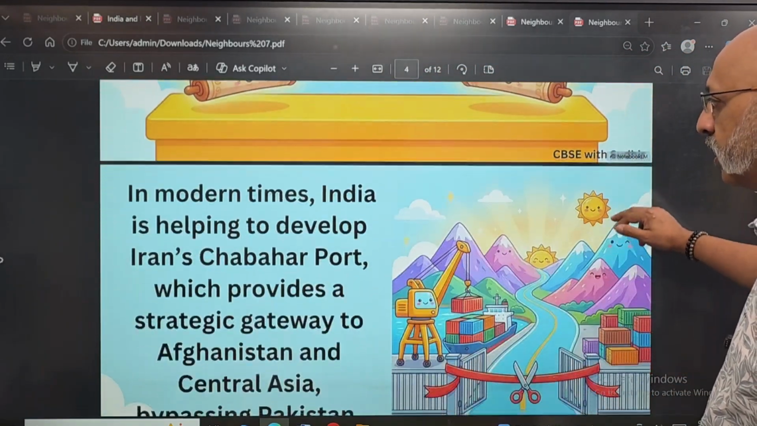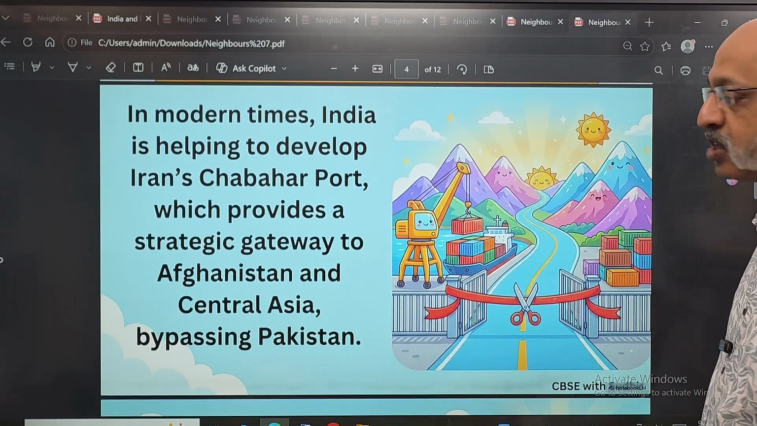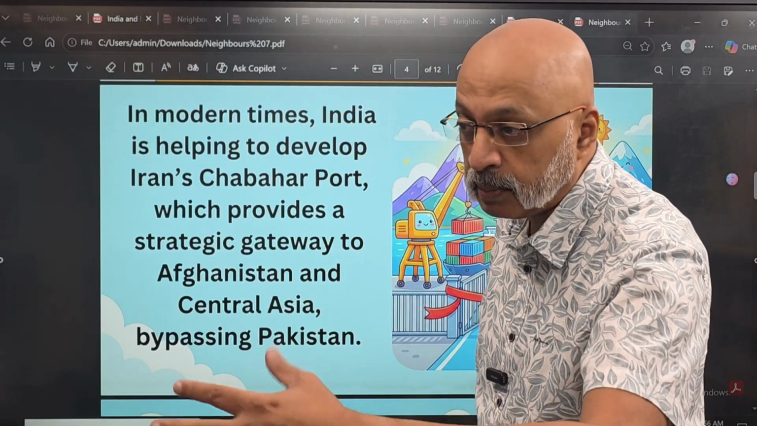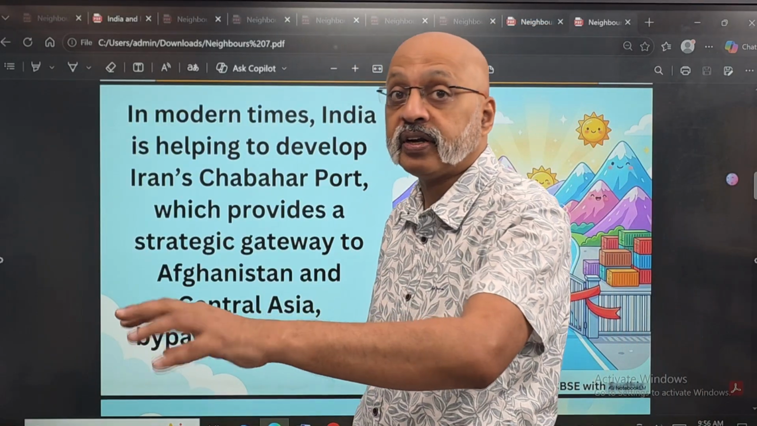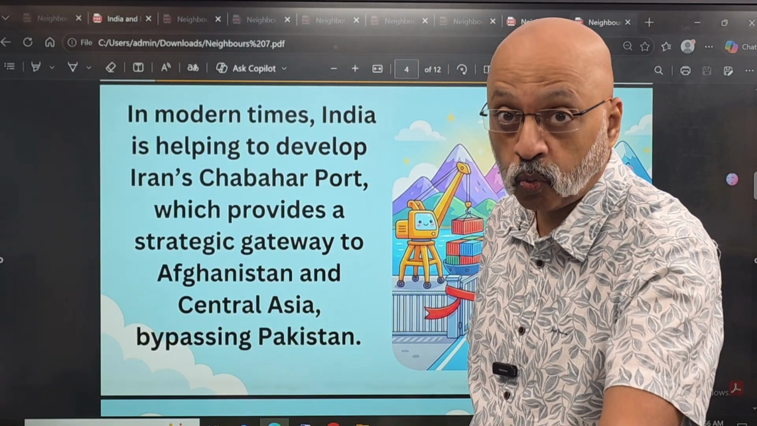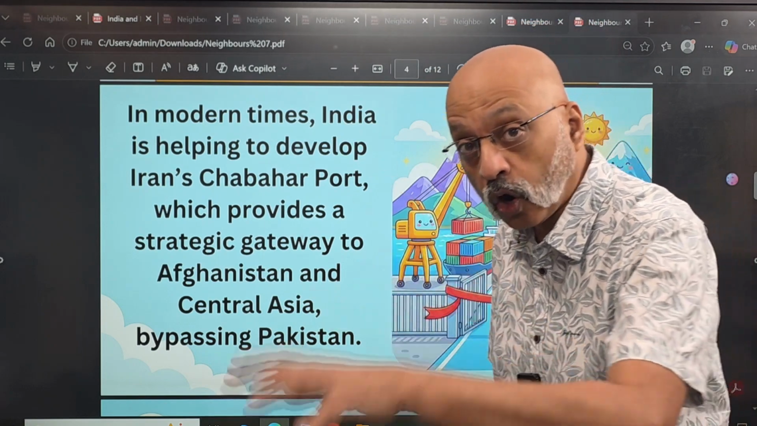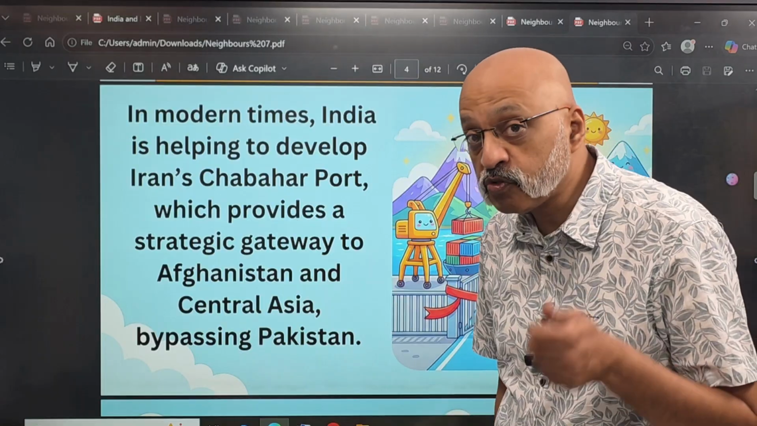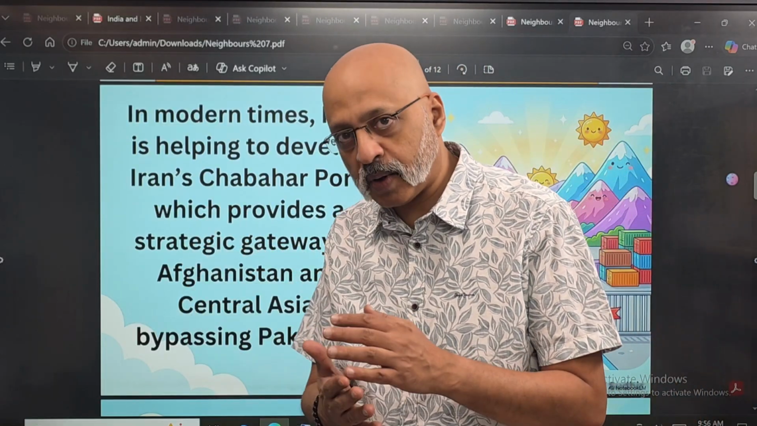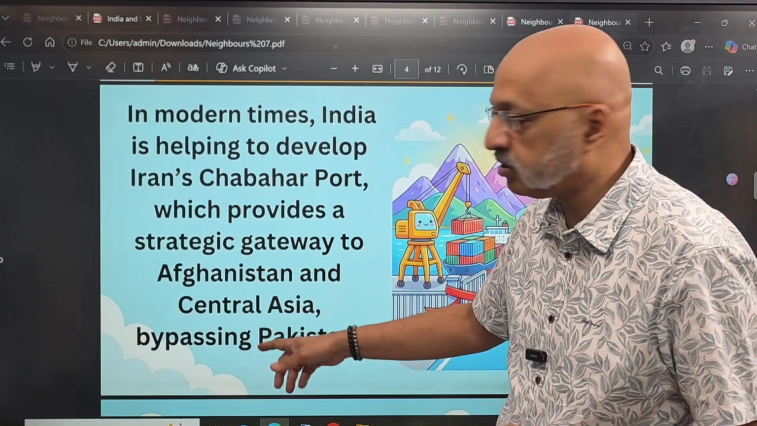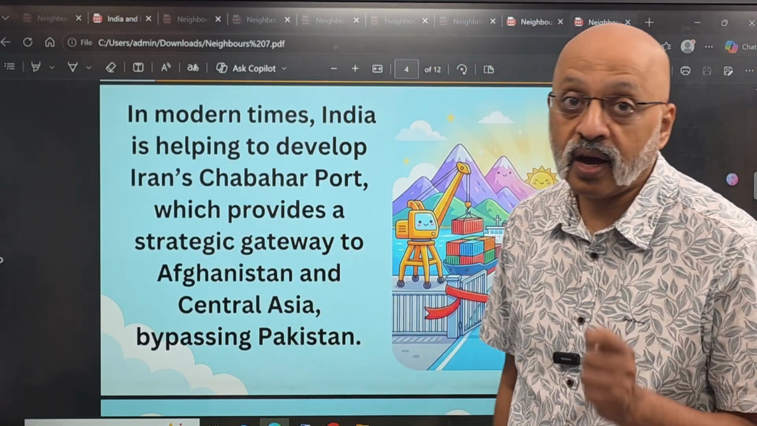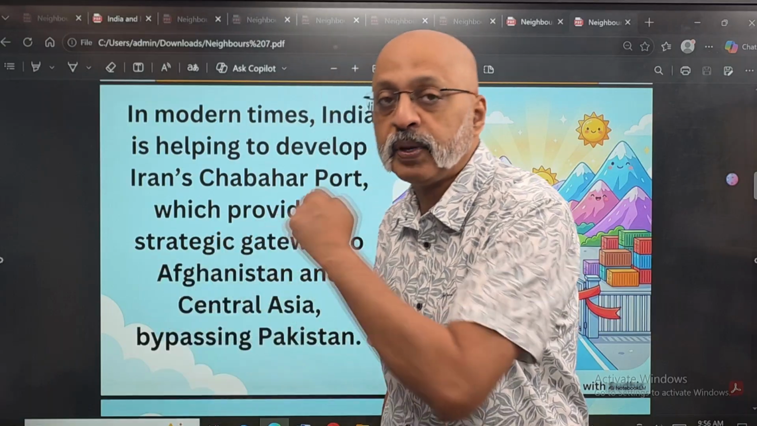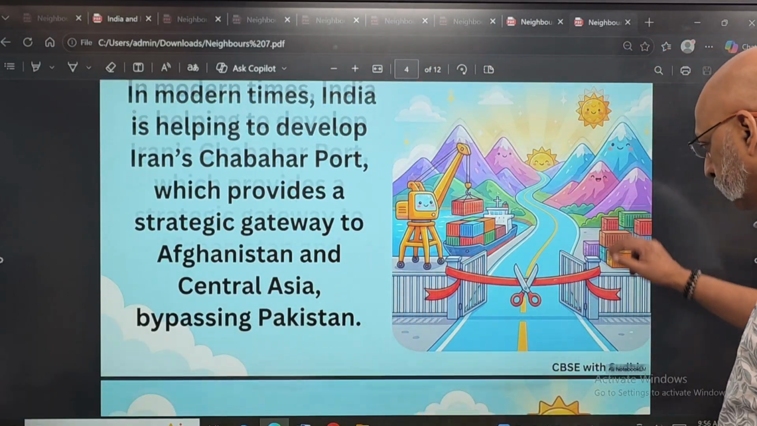In modern times, India is helping to develop Iran's Chabahar port, which was in the news recently because there were reports that it was kind of affected because of the Indo-US-Iran war, etc. We don't know, because India has a lot of investment in the Chabahar port, which provides a strategic gateway. Because if we want to bypass Pakistan and go directly into Central Asia, the Chabahar port in Iran is very important, which is why India has a strategic interest in developing it, right?